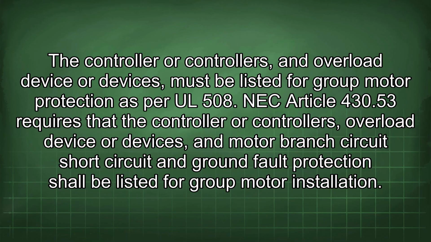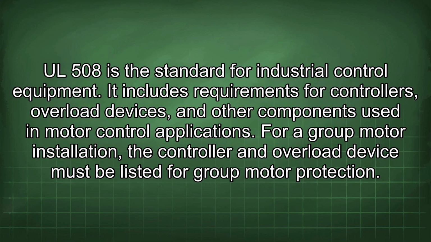Controller or controllers, and overload device or devices must be listed for group motor protection as per UL 508. NEC Article 430.53 requires that the controller or controllers, overload device or devices, and motor branch circuit, short circuit, and ground fault protection shall be listed for group motor installation. UL 508 is the standard for industrial control equipment. It includes requirements for controllers, overload devices, and other components used in motor control applications.